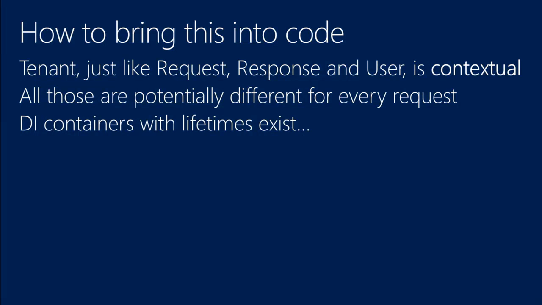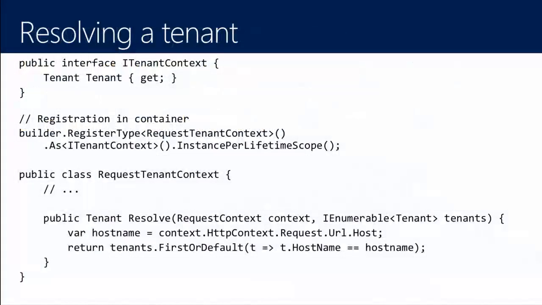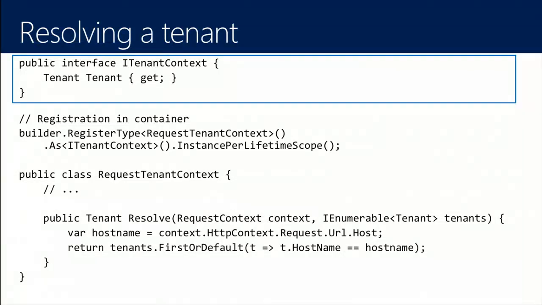Luckily, we have dependency injection containers, which have lifetimes where we can just figure out the tenant once per request based on the lifetime of the container, and then use that tenant context throughout the application. So that's what we do actually in there. When we want to resolve a tenant, everything that is bound to the context of a tenant implements or makes use of this ITenantContext instance. On this context instance, we have a tenant.